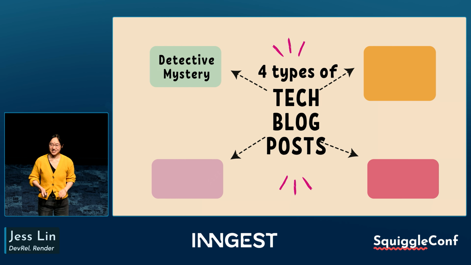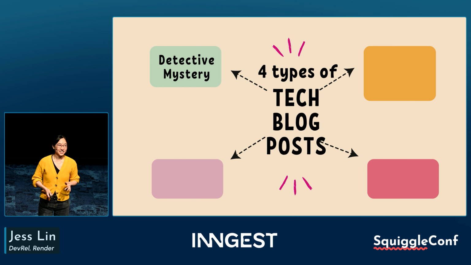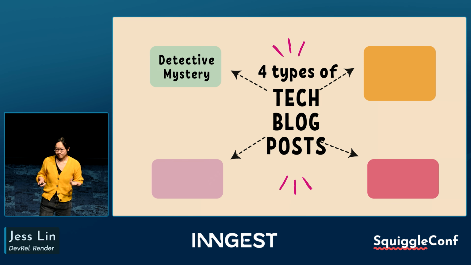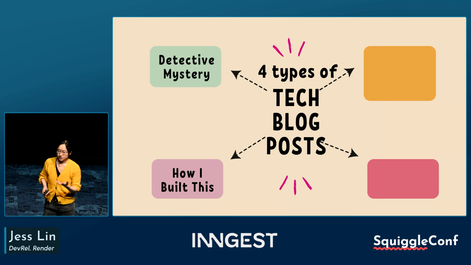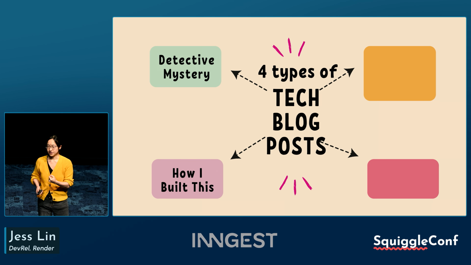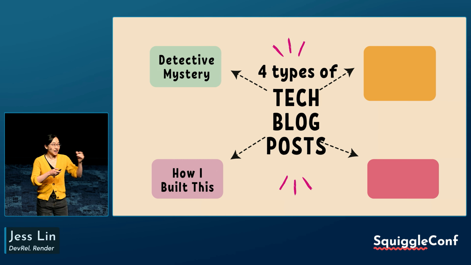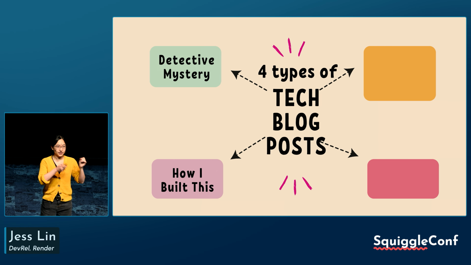All right, the first type is detective mystery. So this is your classic debugging story. It could also be like, why did they design it that way? The second type is how I built this. So it could be I built something from scratch. It could be I migrated a system from point A to point B.